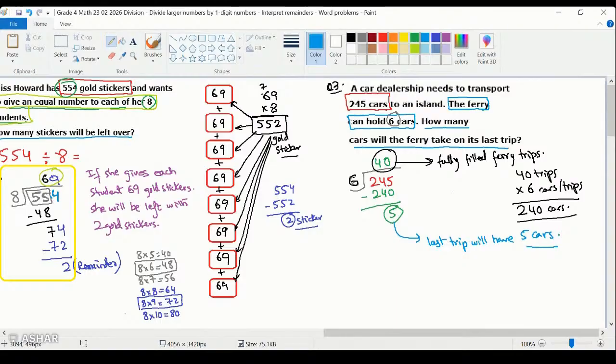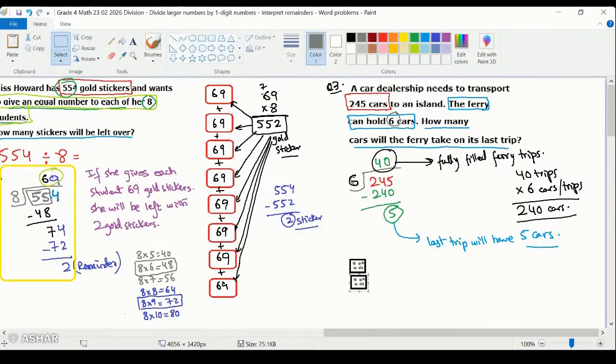Okay, do we agree? I'll try to draw a diagram for this. If we have these dots, they would represent the cars, right? 6 cars. Agreed? I'm just drawing 6 cars over here, just for an explanation, okay?